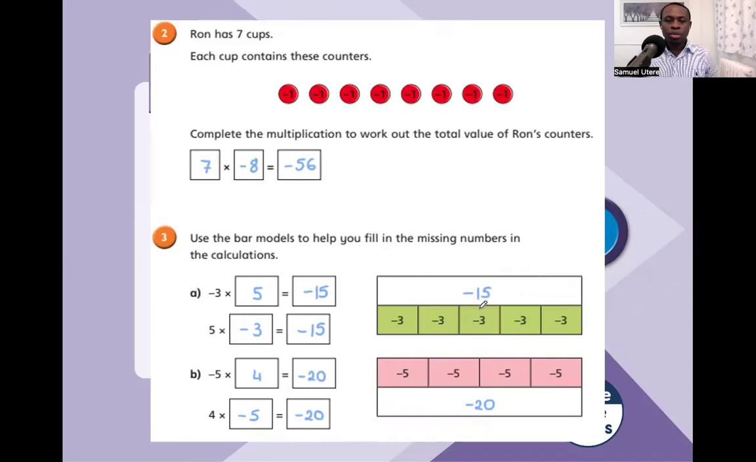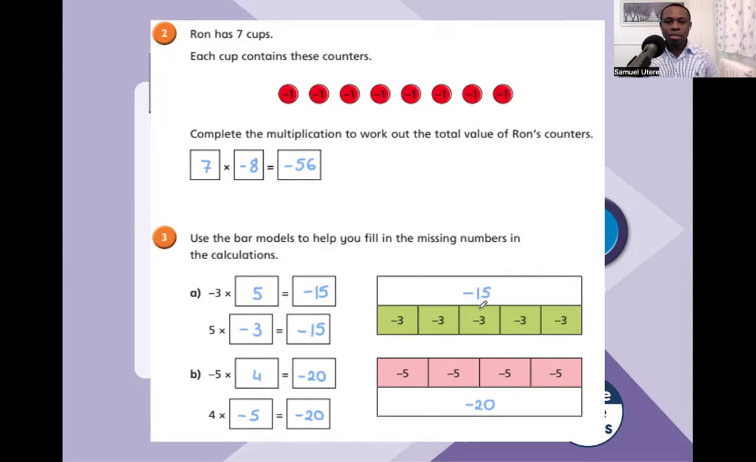So for question 2, Ron has 7 cups. Each cup contains these counters. You're being asked to complete the multiplication. Ron has negative counters. He has 8 negative counters in each of his 7 cups, so it's 7 times negative 8, which would be negative 56.